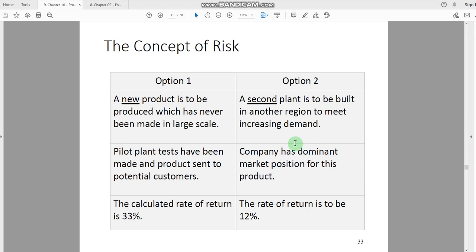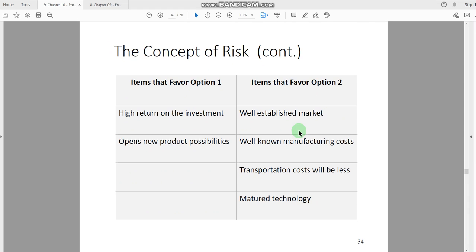Now for the second option, a second plant is to be built in another region to meet the increasing demand. So there is no new product, but for the same product, we need an additional plant in another region. The company has a dominant market position for this product, and already manufactures it. The rate of return on investment is around 12%. So you can see the rate of return is 33% here, but in this case it will be 12%. Now which option should the company go with?